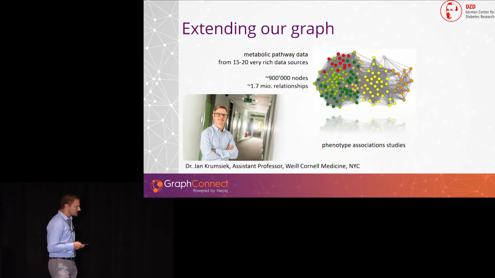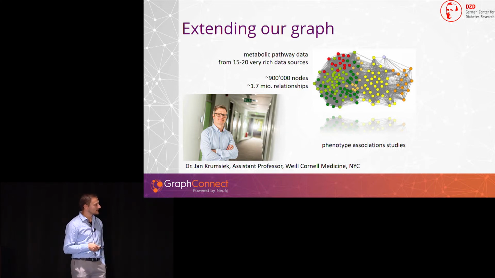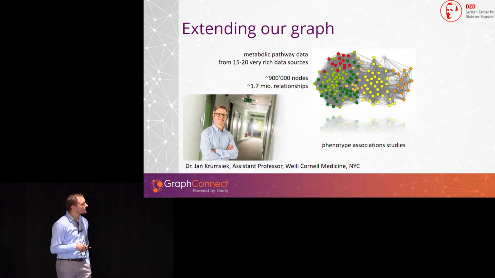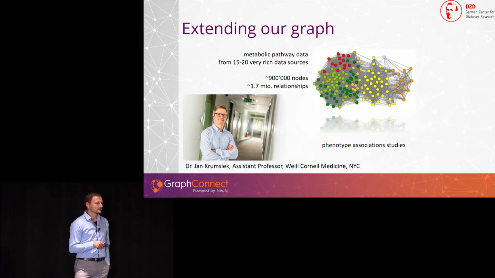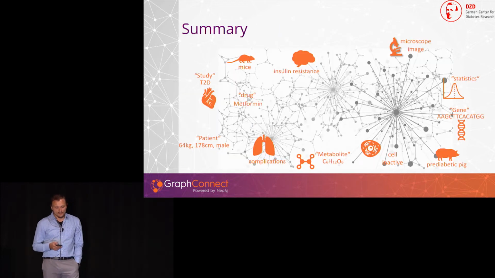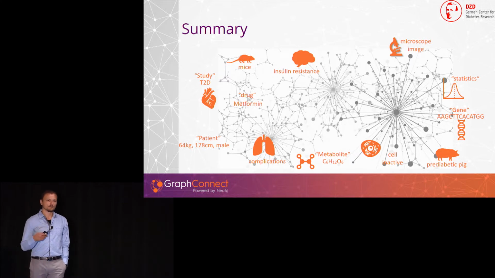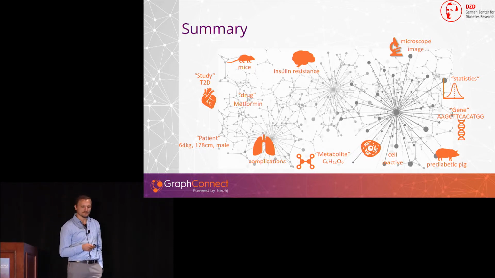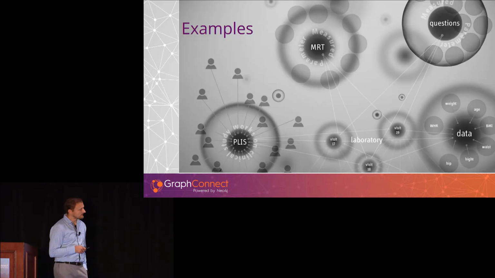Another example of how we extend our graph is Jan Krumsiek here in the audience. He's now assistant professor at Cornell, and he's dealing with very rich data sources, and these data sources of metabolites are associated with phenotype data. In summary, we can say we build a metadatabase with graph technology, having different disciplines, different locations, and they are connected to each other. Now let's come to the examples.